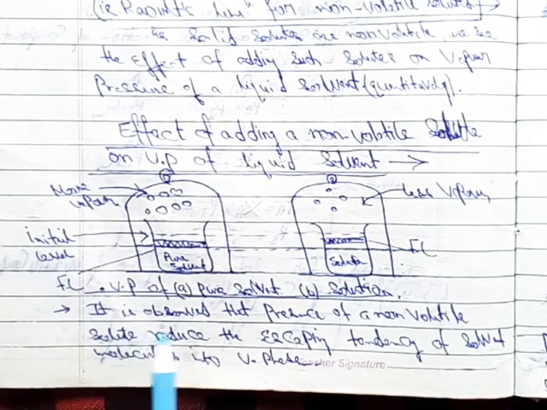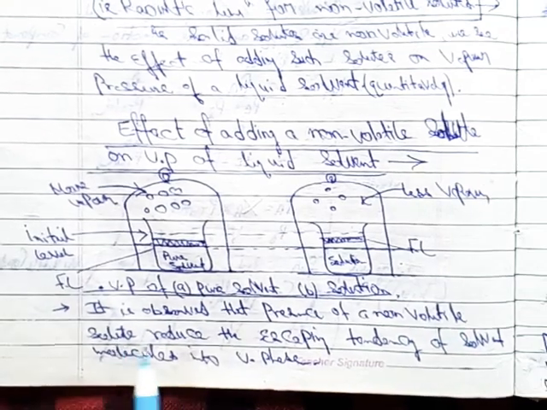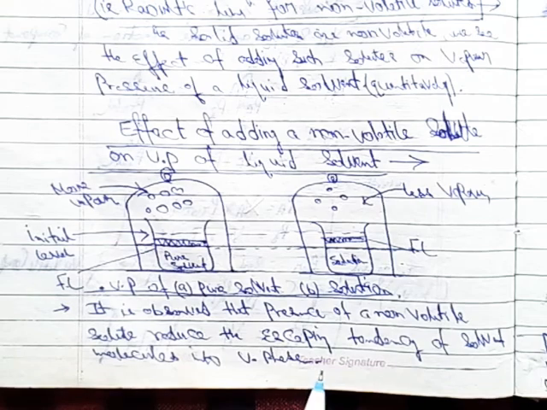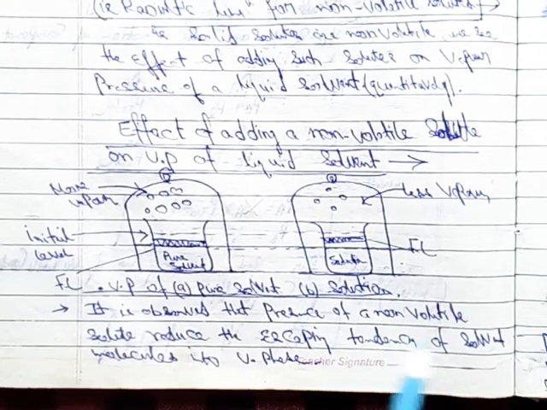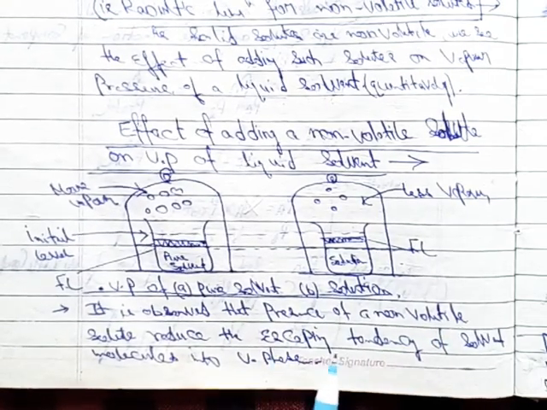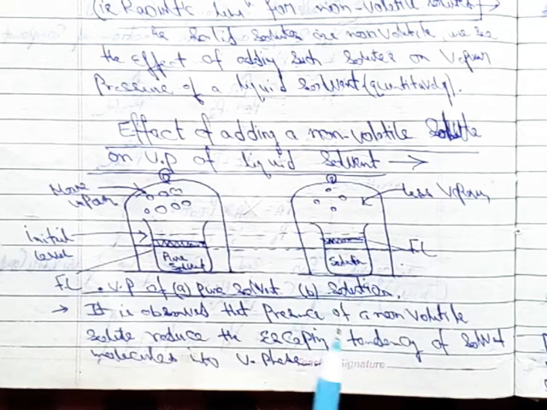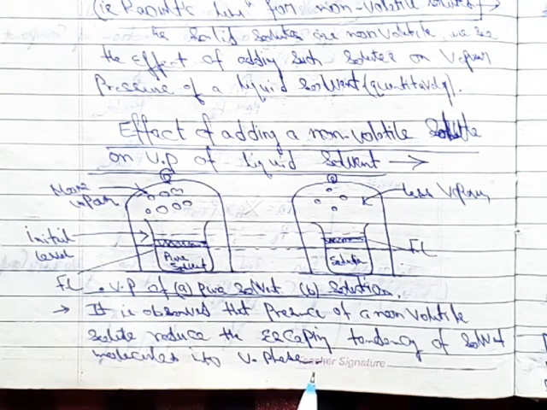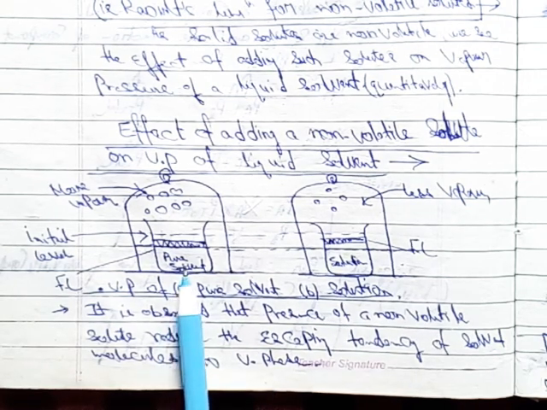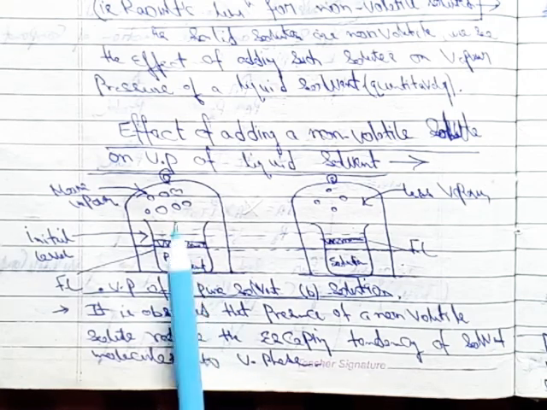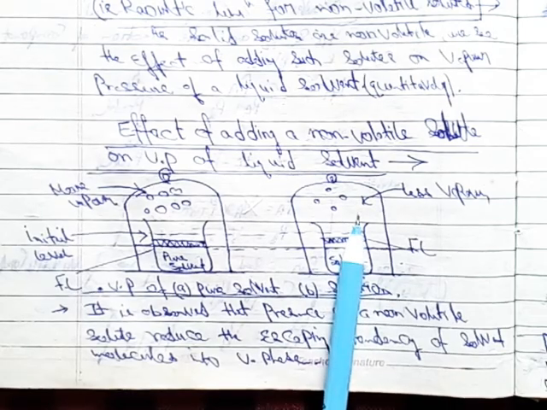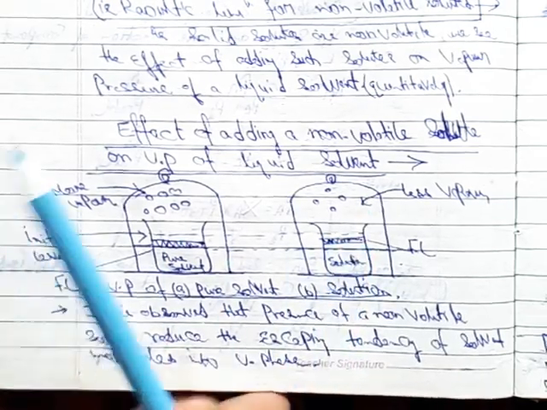Therefore it is observed that the presence of non-volatile solute reduces the escaping tendency of solvent molecules into the vapor phase. So what we have observed is that the presence of non-volatile solute reduces the escaping tendency, meaning the formation of vapors, of solvent molecules into the vapor phase. So it will decrease when non-volatile solute is mixed. We have seen that in the pure state you get more vapor pressure, but when the non-volatile solute is mixed, the vapor pressure gets decreased.